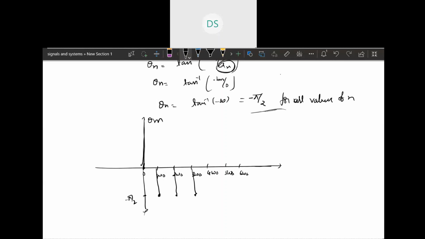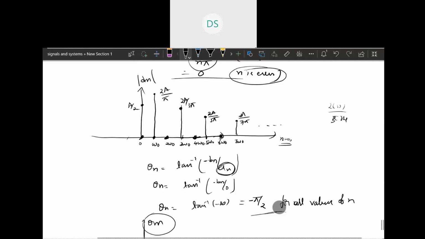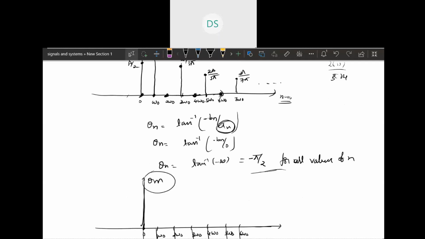Okay, so this is your phase spectrum, and this is your magnitude spectrum for the above example. When you have to find the magnitude and phase spectrum of the Fourier series, you first have to convert this trigonometric Fourier series into the polar form. Then only you can draw.